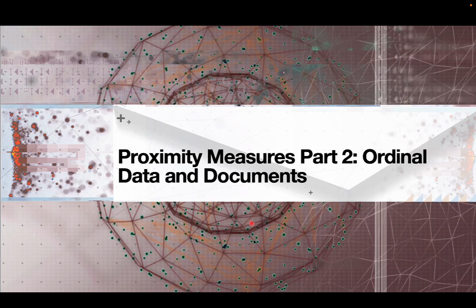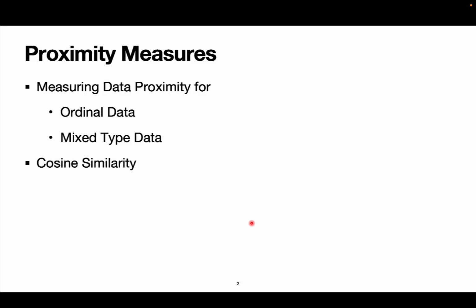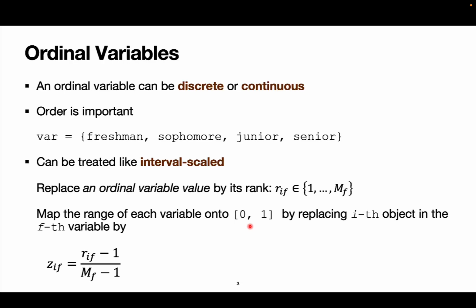In this lesson, we will focus on proximity measures for ordinal data, mixed type data, and cosine similarity. Ordinal data is a data type where the order of the attribute matters, like small, medium, large, or the number of stars in a recommendation system. To compute the distance between two ordinal variables, we can treat them as interval scaled variables.